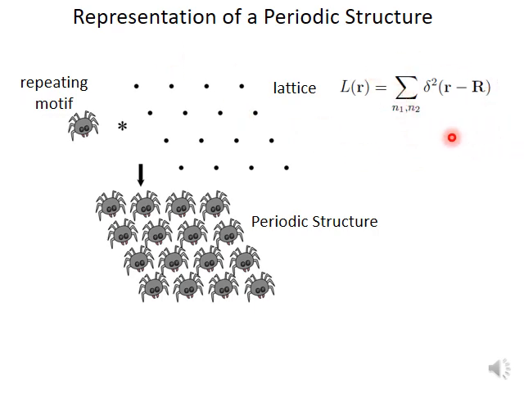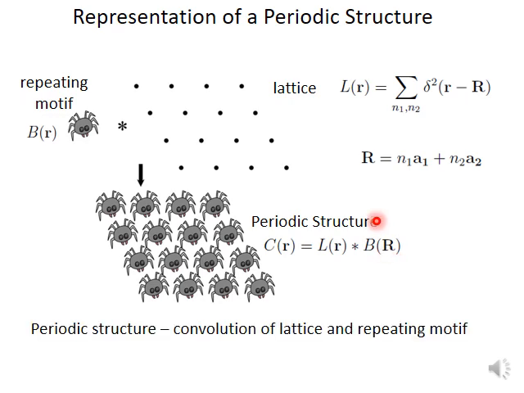And let's say this capital R is such a lattice vector. Similarly, let's say the repeating motif is represented by some arbitrary function b of r. Then the periodic structure, which can be represented by c of r, is simply a convolution between this lattice function L of r and b of r. So to conclude, the periodic structure is a convolution of lattice and repeating motif.